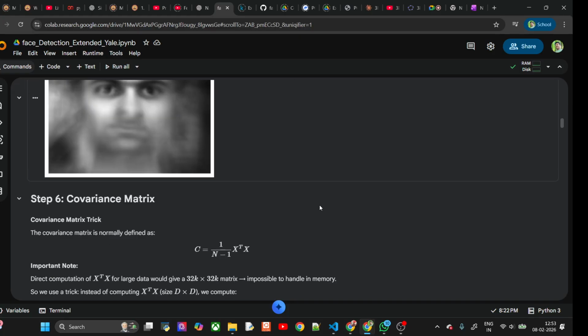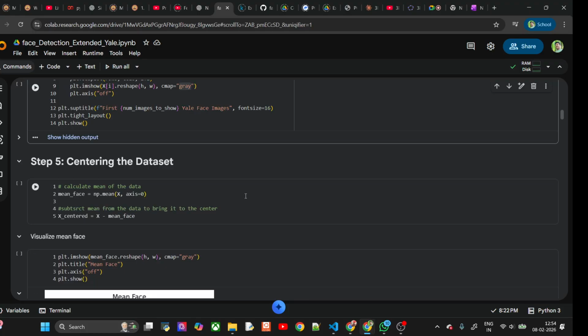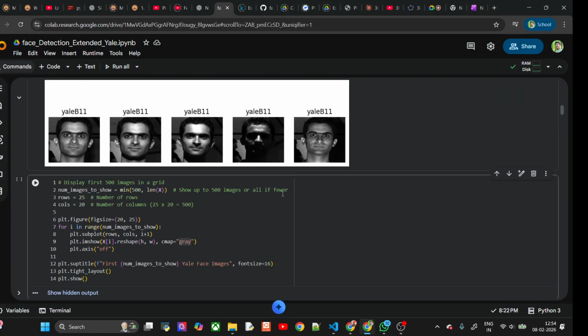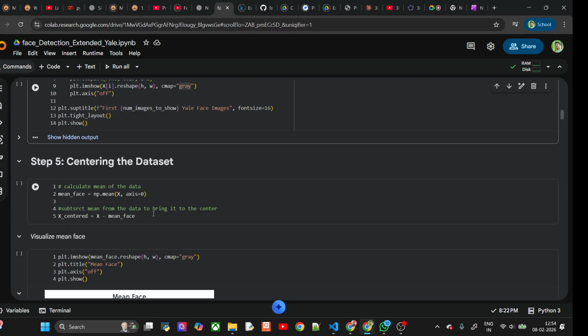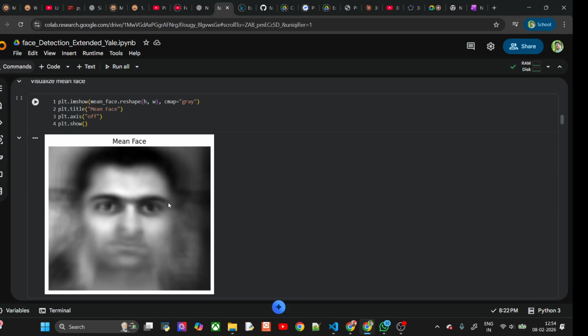And this is the mean face. I subtracted the mean because PCA has steps: first get the data set and calculate the mean. Once you get the mean, you subtract it from each data point; that is called centering the data set. This is the example of your mean face.